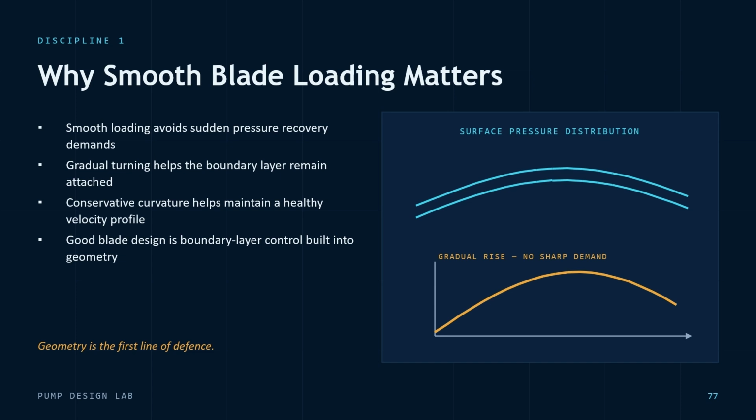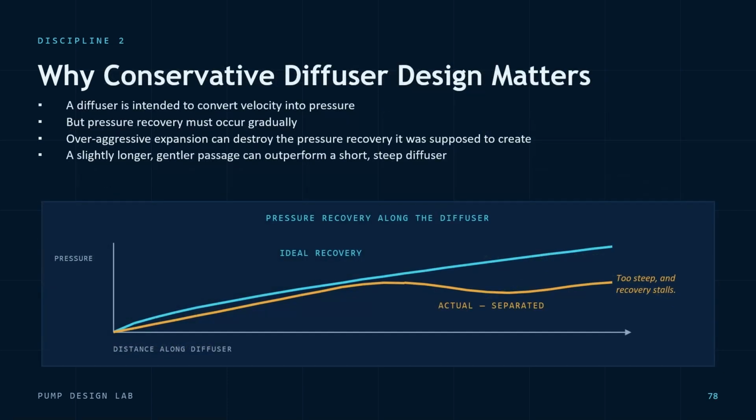The same discipline is essential in the diffuser, where the desired pressure recovery can be lost if expansion is too aggressive. Why conservative diffuser design matters. A diffuser is supposed to recover pressure, but pressure recovery only works if the flow remains attached. An overly short or steep diffuser may look compact and may promise strong theoretical recovery, but separated flow can destroy that benefit. In many cases, a gentler diffuser with lower ideal recovery can deliver better real recovery because the boundary layer remains attached.